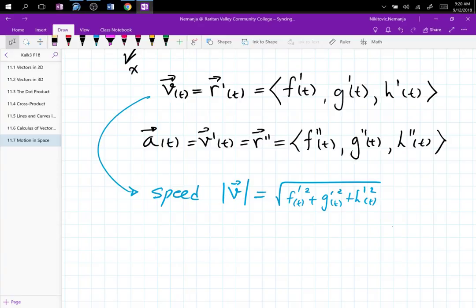Guys, velocity is a vector, which means it has the magnitude, which is called speed, and it has the direction, which you have to use directional cosines for.